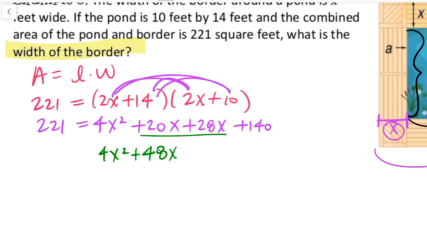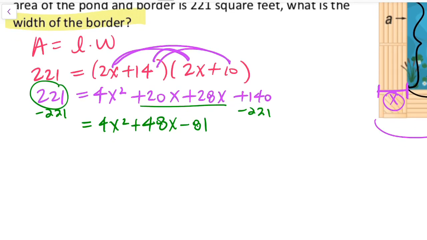4x squared plus 48x. Now, while we're at it, let's go ahead and move that 221 to the other side by subtracting. 140 minus 221 is going to give us a negative 81. And then from here we factor. So we are not able to take a GCF out of anything, which is a real bummer. So we get to use divide inside. So we'll multiply 4 times 81. Let's see, 81 times 4, 324.